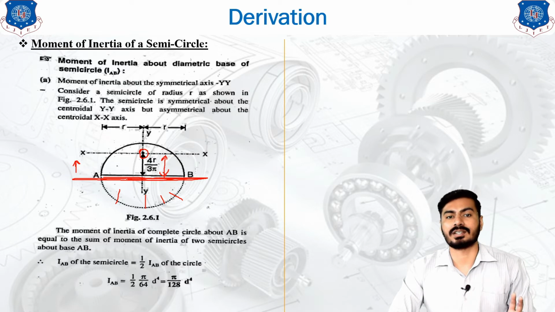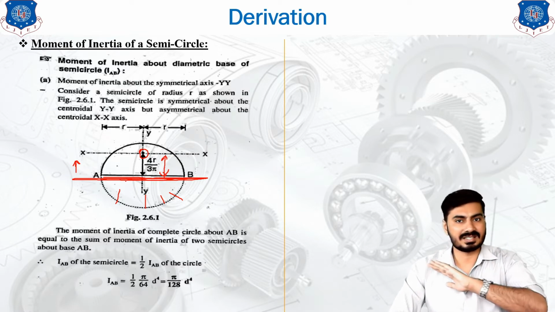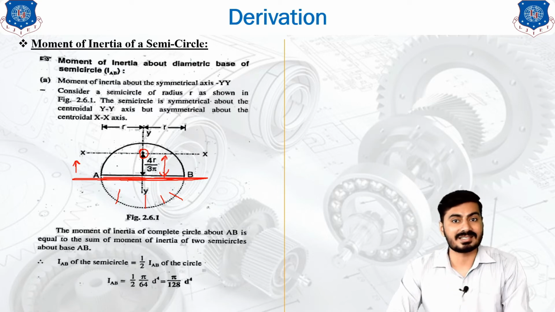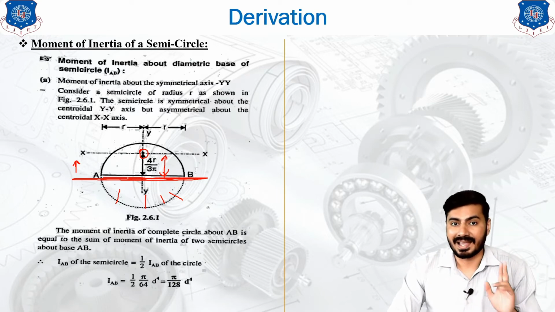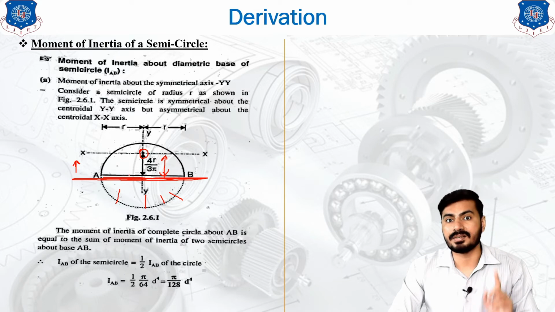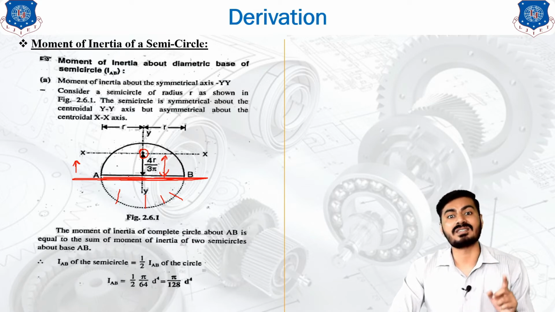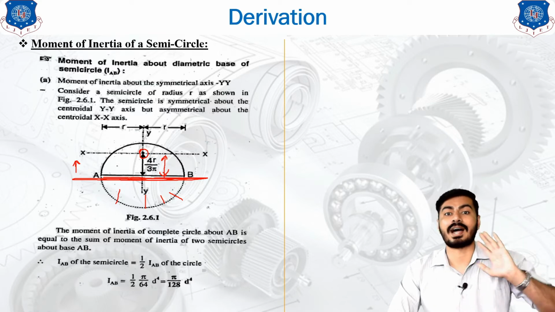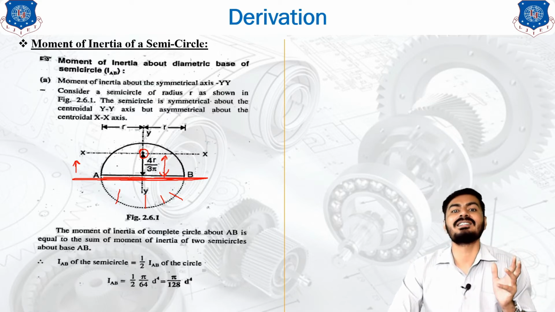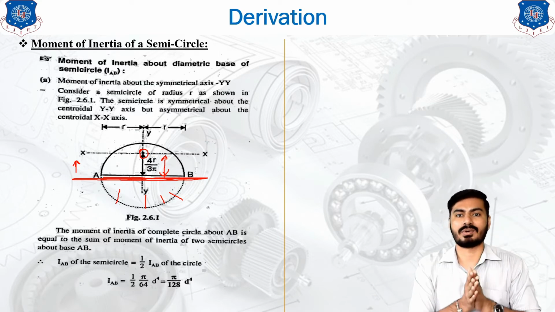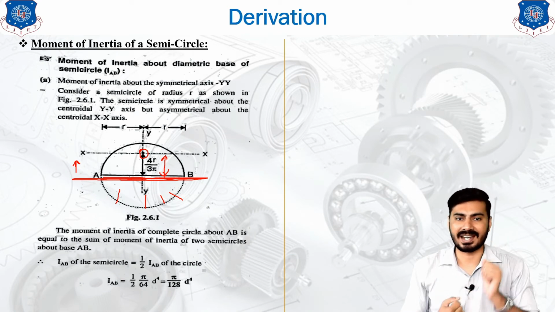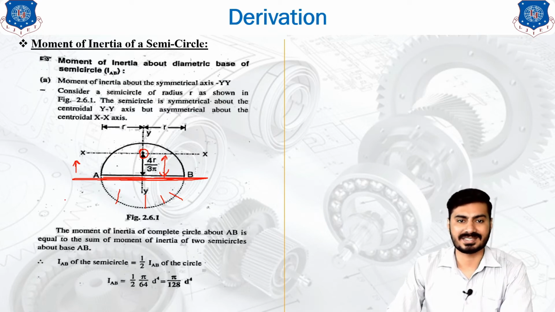Whether it is for the circle or the semicircle, the axis is not changed, and that's why the distance for this particular axis will be the same as in the previous slide. The distances are unaltered, and the area is only cut to half. Our area is reduced to half, so our moment of inertia will be directly divided by 2, and we will get the moment of inertia of a semicircle.